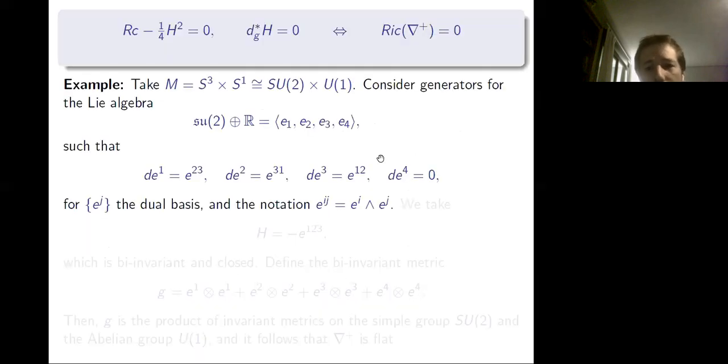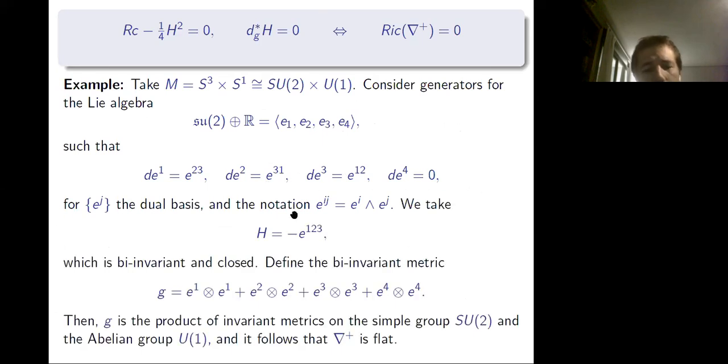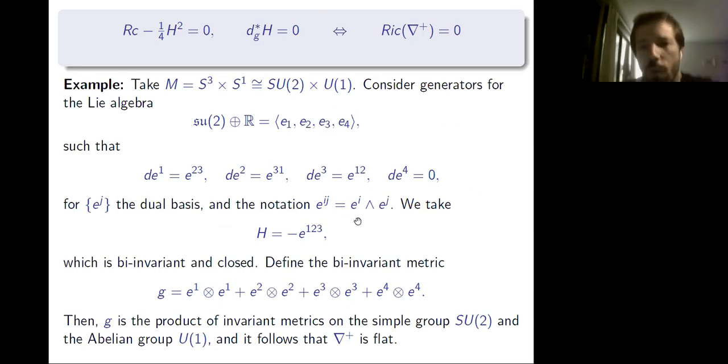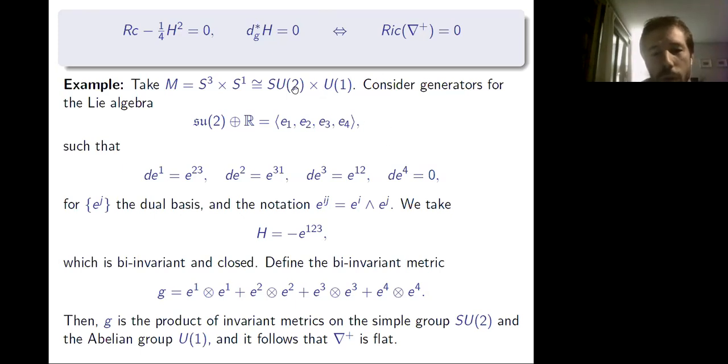So I have this Lie algebra, this is the dual frame, and these are the relations. And now take H to be minus c1 to 3. And using these relations, you can see very easily that this is a closed 3-form. Actually, this is just the pullback to SU(2) cross U(1) of the Cartan 3-form on the Lie algebra U(2). This is left invariant and closed, as I said.